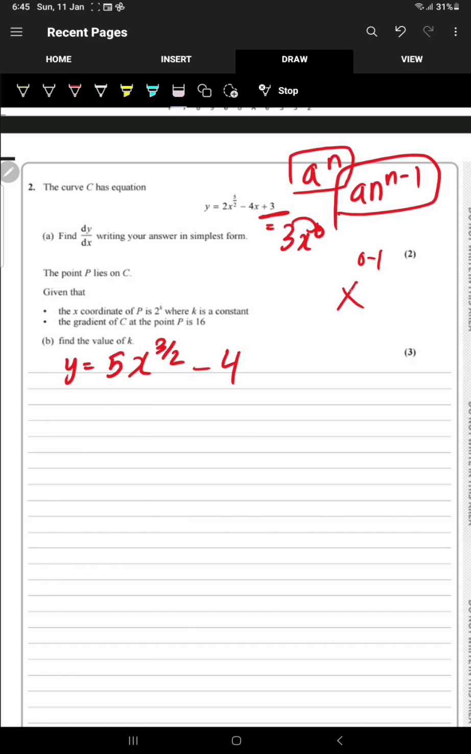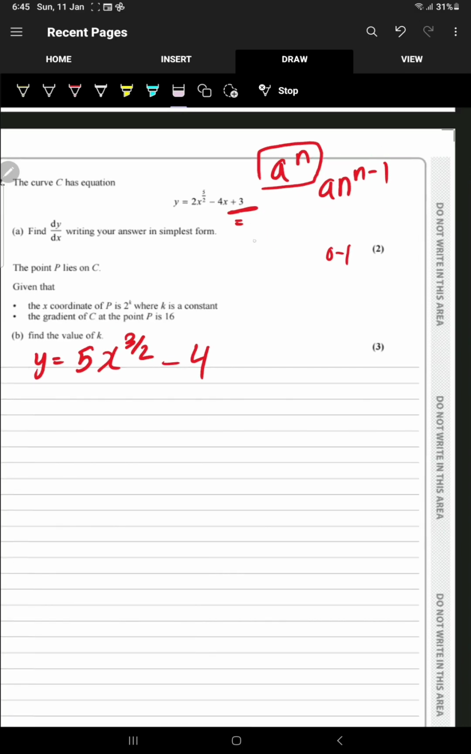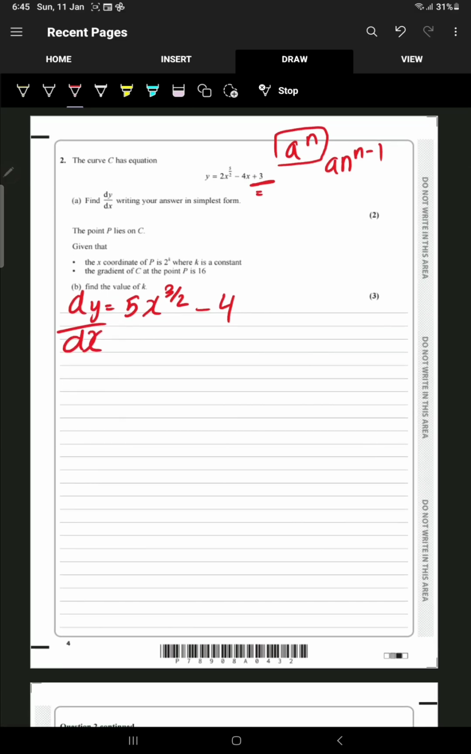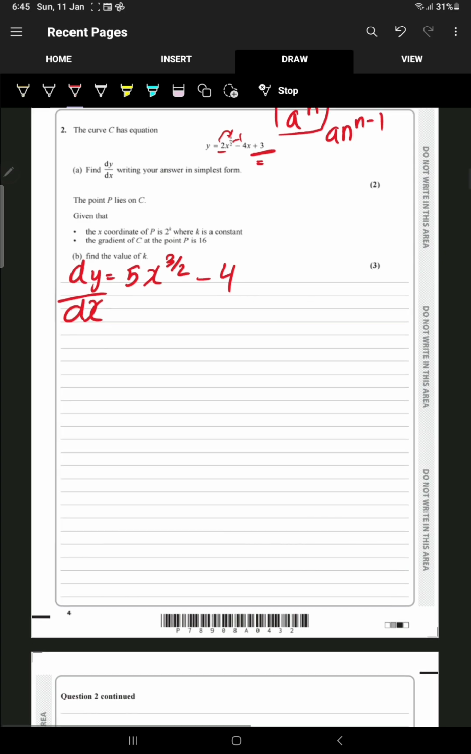So here's our dy over dx. Just a simple thing: the coefficient of x times by the power, then minus 1 from the power.